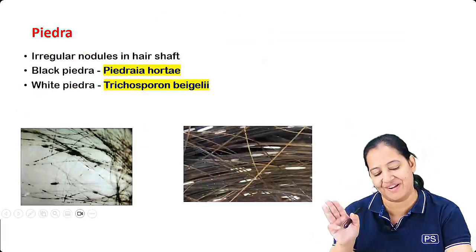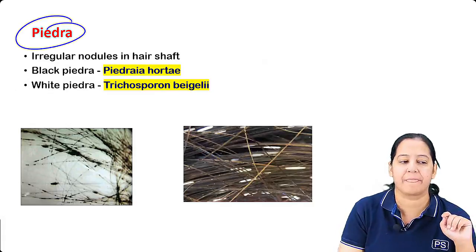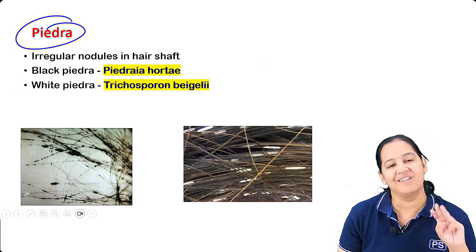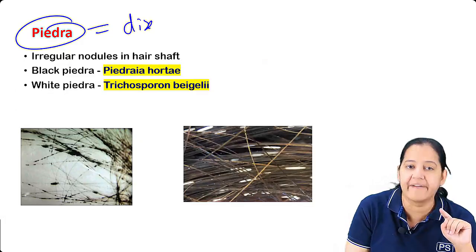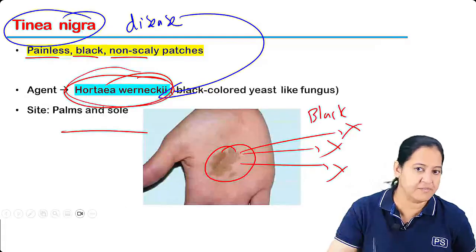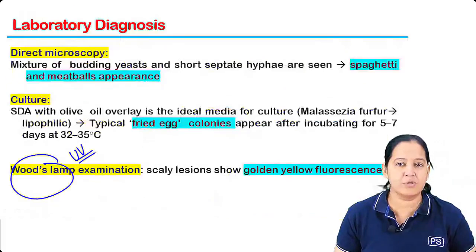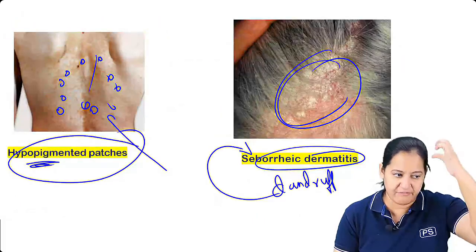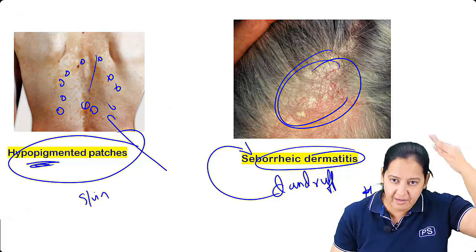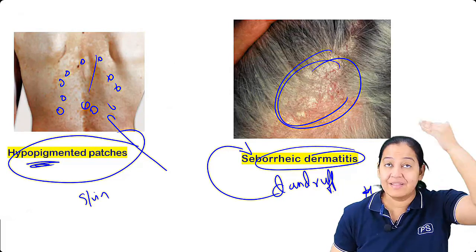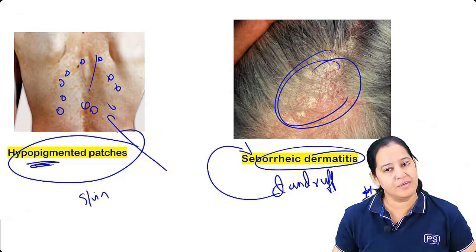Coming to the third fungus. The third fungus is piedra. Please learn the meaning. Piedra is a disease of the hair. Tinea versicolor was a disease of the skin, and tinea nigra, a disease of the skin of the palm. With dandruff, the skin is involved, so that is a disease of the skin.